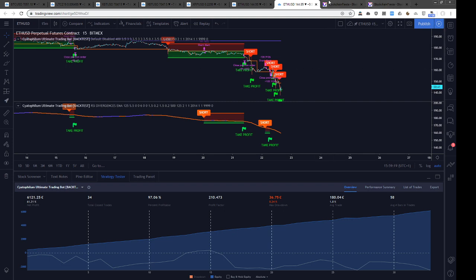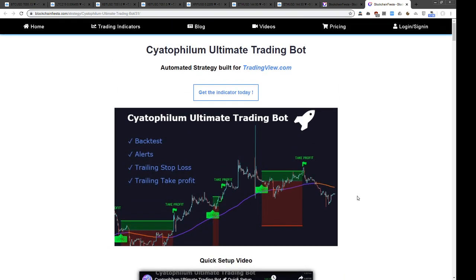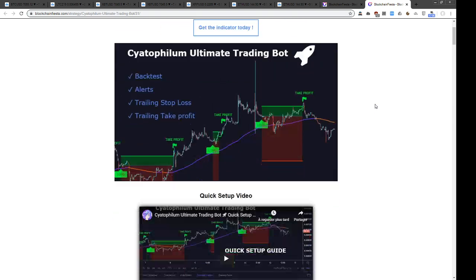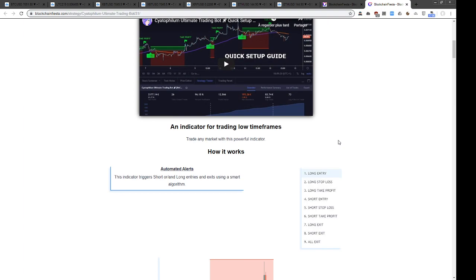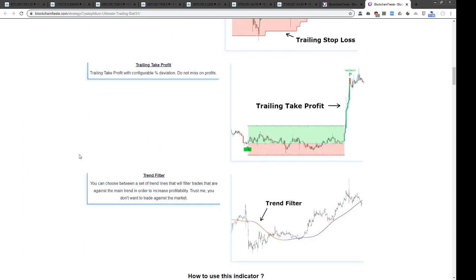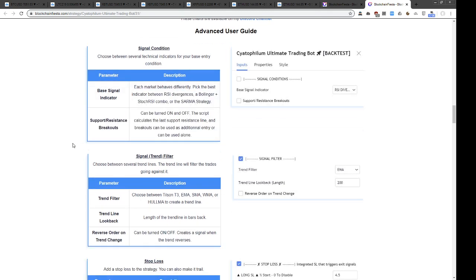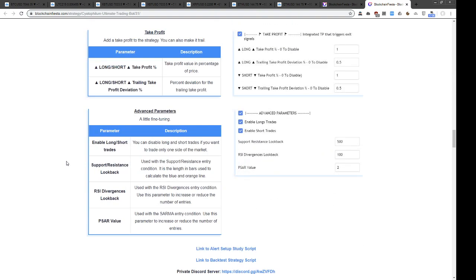So yeah, this is the indicator that I released last week, the Ultimate Trading Bot. You can get it on my website. It's a private indicator. There is a quick setup guide if you are interested, a description of how it works, and all the parameters. It has a lot of parameters because this is a generic indicator. You can configure it on almost any time frame and market.